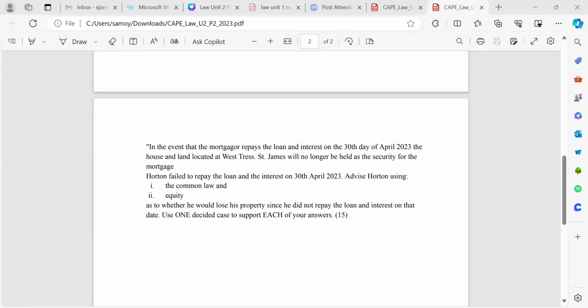However, now equity is, as she said, the flexible equity in a sense, because common law is so strict, they came about with equity. Equity in and of itself is basically an alternative to the harshness of common law. So it takes into consideration the fact that you would have already been making payments, so they're going to make some arrangement for you to not lose the property, but however, you still would have to repay the amount left for the mortgage.